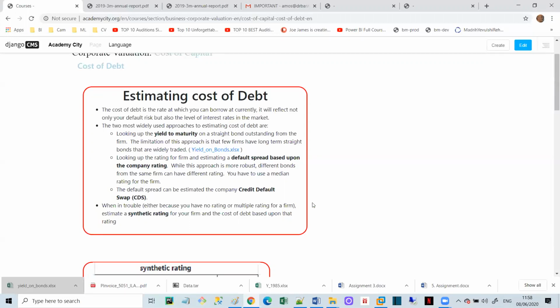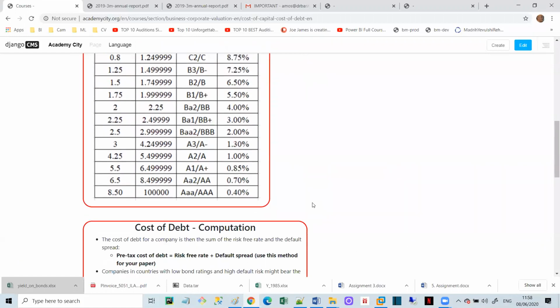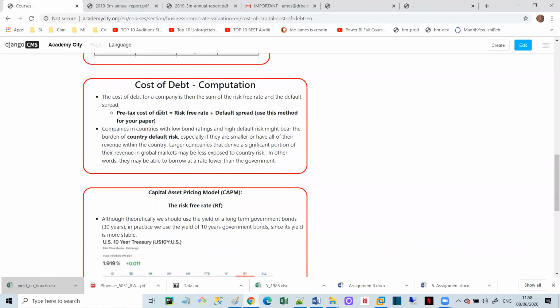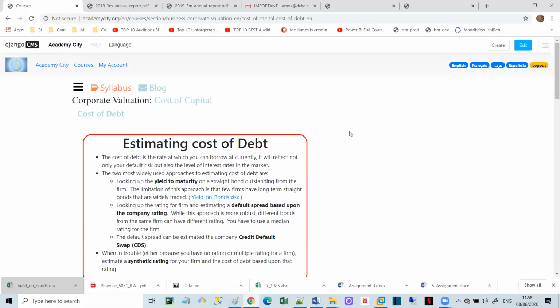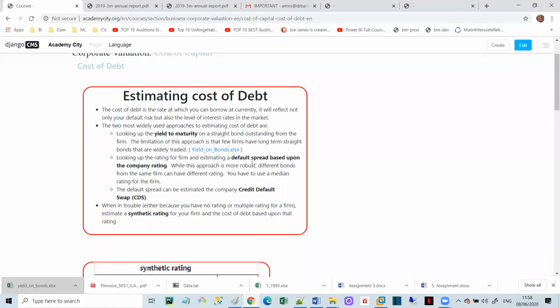I will jump ahead a little bit in a second and come back to that again. What I'm going to do is take the risk-free and add to it. We haven't talked about what the risk-free is, and we're going to talk about it in a minute. But whatever the risk-free is, I'm going to add a spread, and the spread I'm going to use is based on whatever rating those rating companies have given.